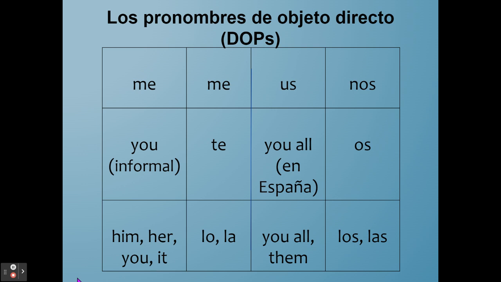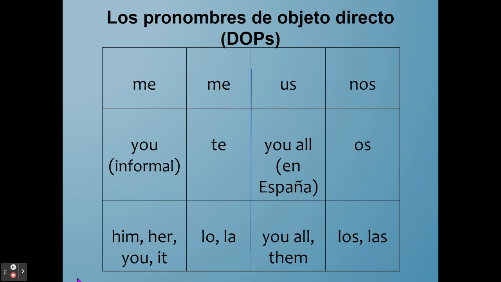And be aware, for lo and la, you can only use them to say it for the direct object of a sentence. These cannot be used to say it if it is a subject of a sentence. So for example, you can't use lo or la to say it's okay. Lo or la will not fit there. To say her, you, or it, it's la.